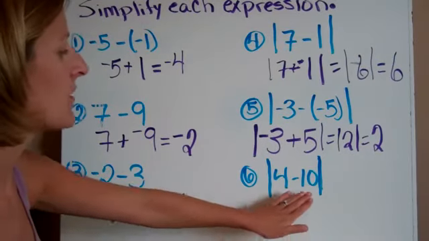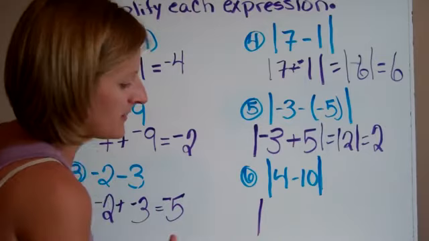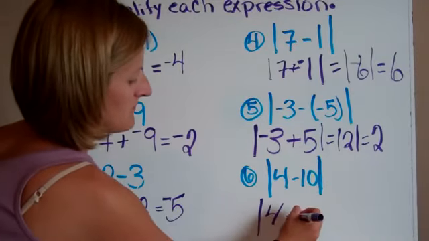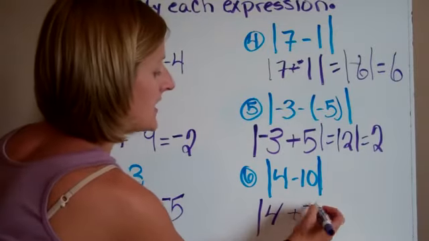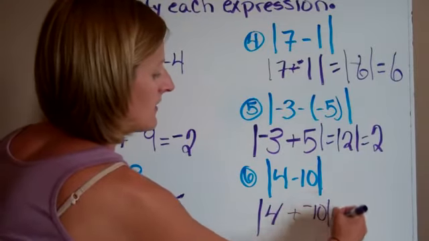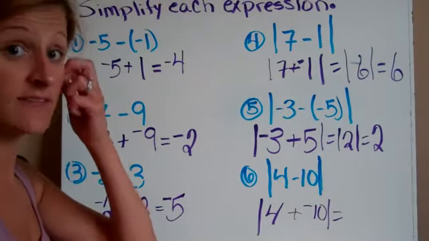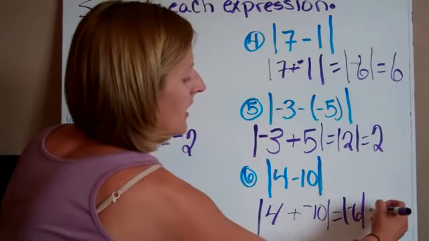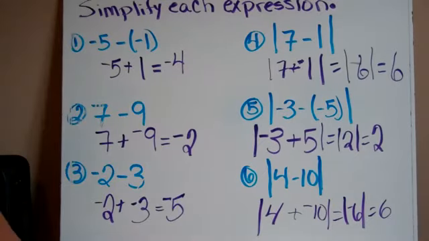This last one, 4 minus 10. Take the absolute value. So we leave the absolute value. We have the 4. Subtraction becomes addition. The positive 10 becomes negative 10. And now I have 4 plus negative 10, which is negative 6. I still need to take the absolute value. And the absolute value of negative 6 is 6. So your answer is 6.